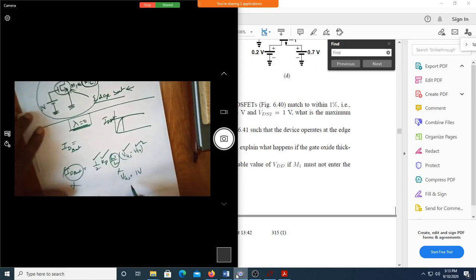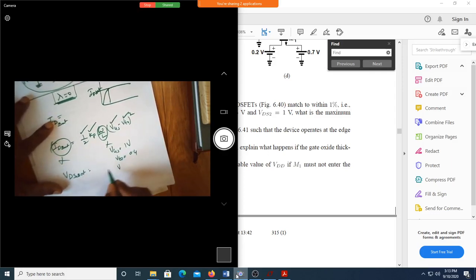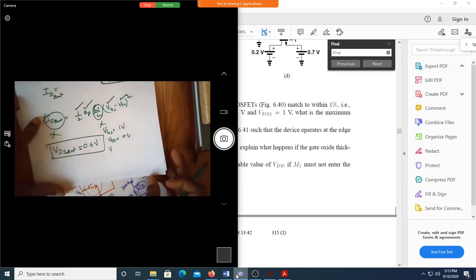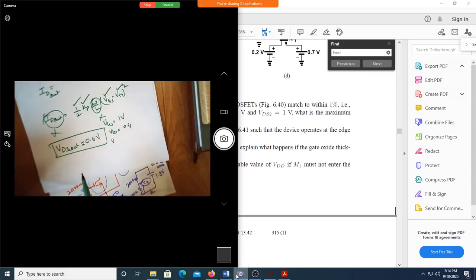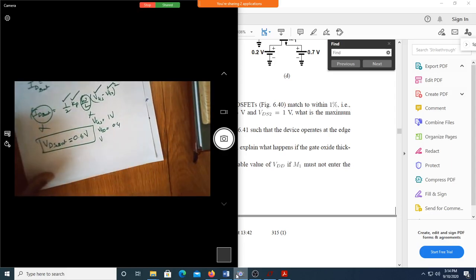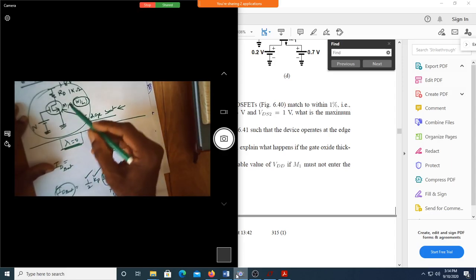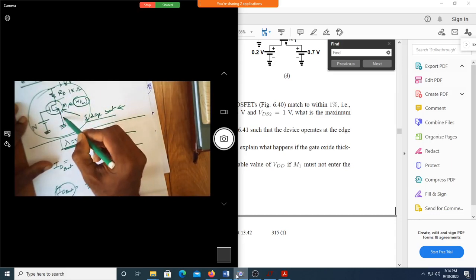Perfect. How much is VTO? 0.4 volt. How much is VDS sat then? Is it 0.6? 1 minus 0.4, 0.6. Correct? Okay, now VDS sat is 0.6. Now, what do you mean by MOSFET should operate at verge of saturation? This voltage should be 0.6.